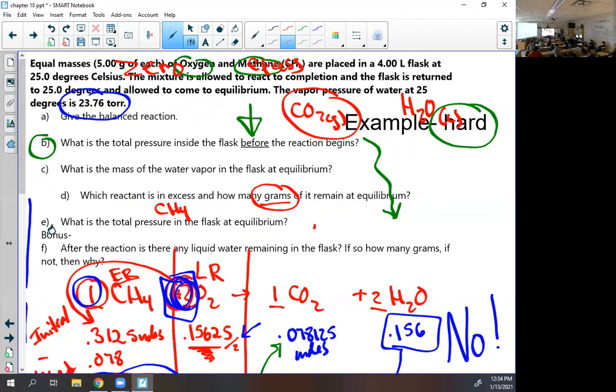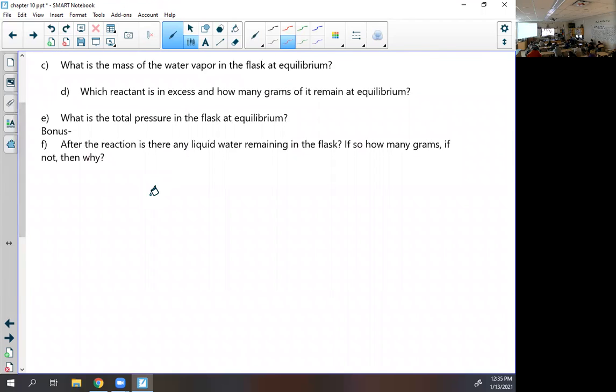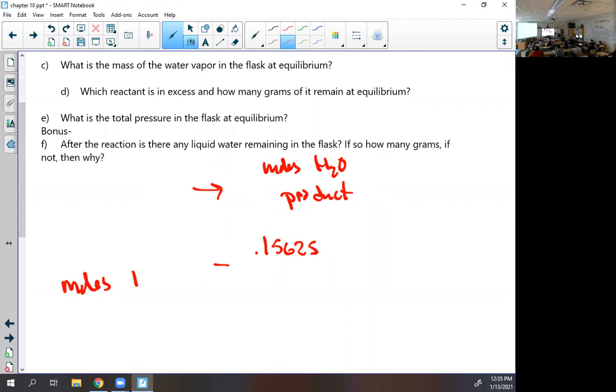All right, now bonus. After the reaction, is there any liquid water remaining in the flask? Absolutely, a ton. To find this out, I'm going to erase stuff, but I'll need your numbers here. We find the moles of H2O in the product, and we did that math. It was 0.15625, right? And then to know how much of it's liquid, we subtract the moles of water that's a gas, which is the vapor.